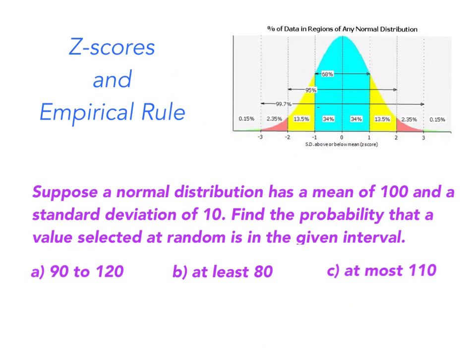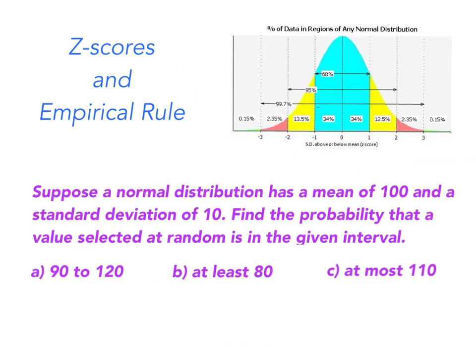Alright, let's do some more examples that involve the normal standard curve and the empirical rule. Suppose a normal distribution has a mean of 100 and a standard deviation of 10. Find the probability that a value selected at random is in the given interval. Alright, let's start with A. We want to find the probability that a value selected at random is in the interval 90 to 120.